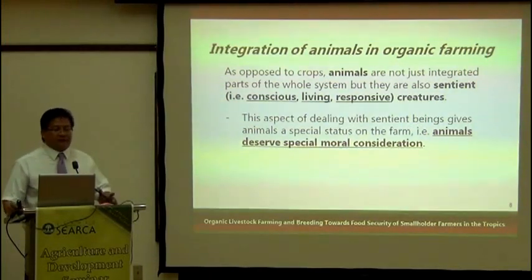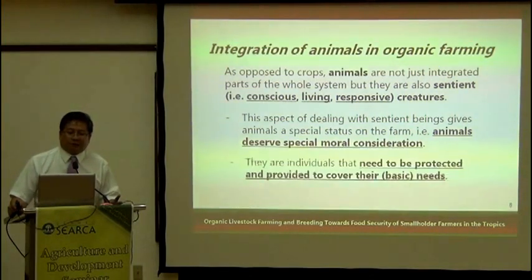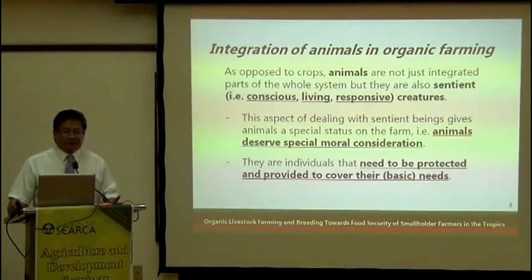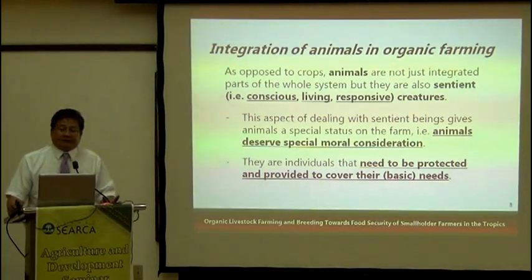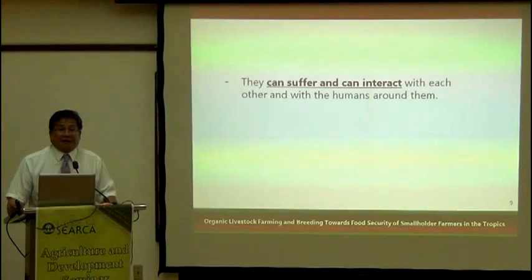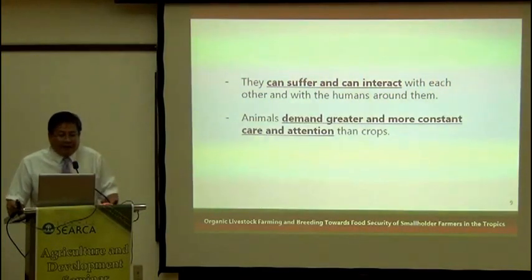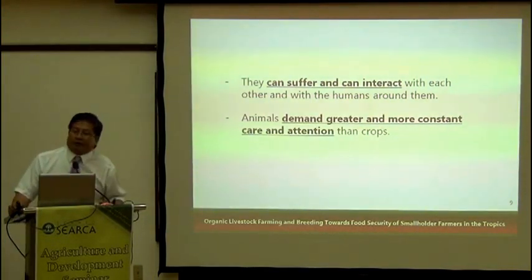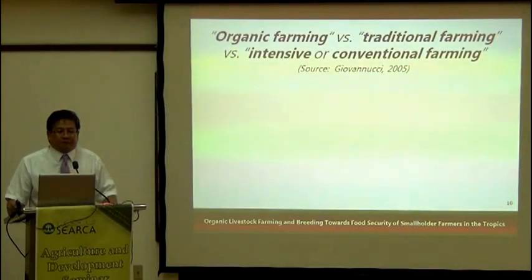That is, animals therefore deserve special moral consideration. They are individuals that need to be protected and provided to cover their basic needs. Unlike plants, they can suffer, they can interact with each other, and also with the humans around them. And animals, therefore, demand greater and more constant care and attention as opposed to crops.